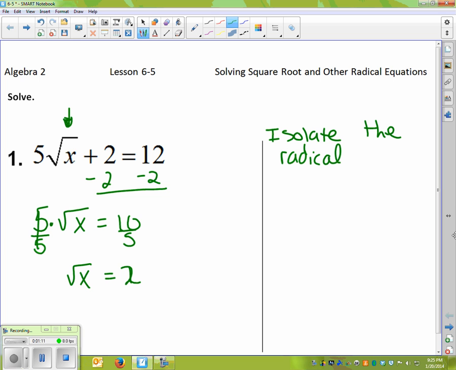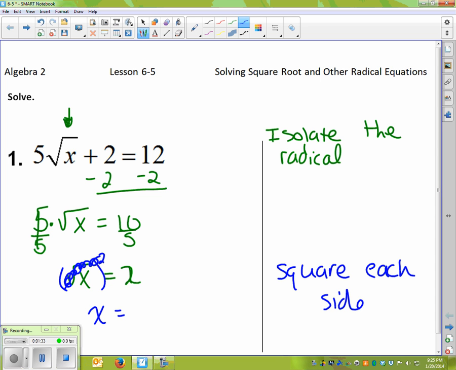Only now can I get rid of the square root. I'm going to square each side. By doing that, I'm squaring the square root, which makes them cancel, leaving x alone. And if you square one side, you do it to the other, giving me x equal to 4.